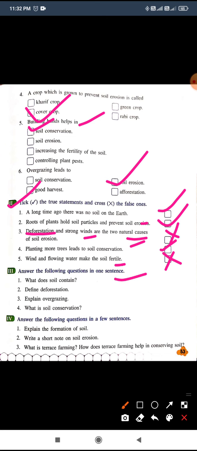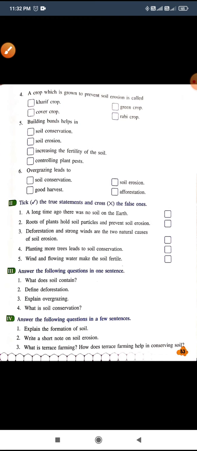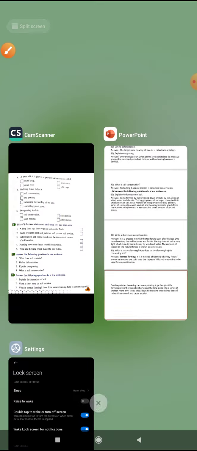Now come to the third question. Answer the following questions in one sentence. For this I don't have enough space, so I have made one PPT. So I am showing you here.